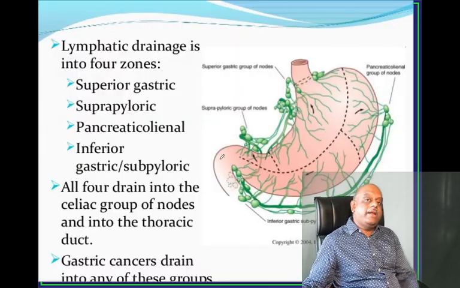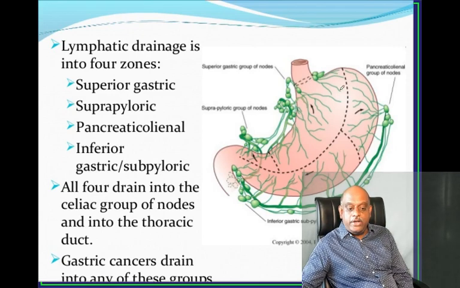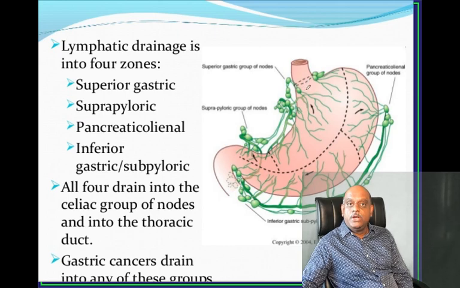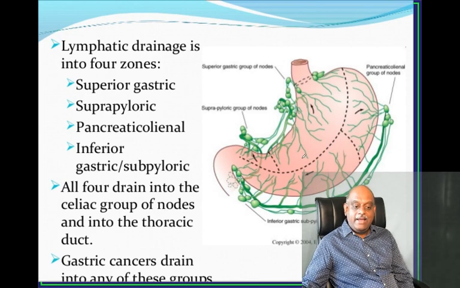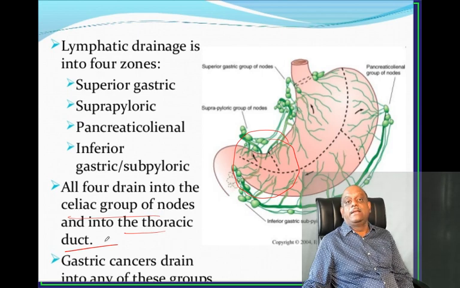So what is the lymphatic drainage of the stomach, doctor? You have a superior gastric, suprapyloric, pancreatico-renal towards spleen, and inferior gastric subpyloric area. And all of them ultimately drain into celiac group of lymph nodes and into the thoracic duct is what you should remember.